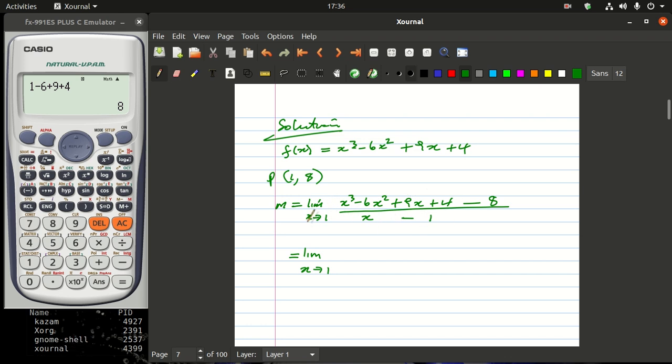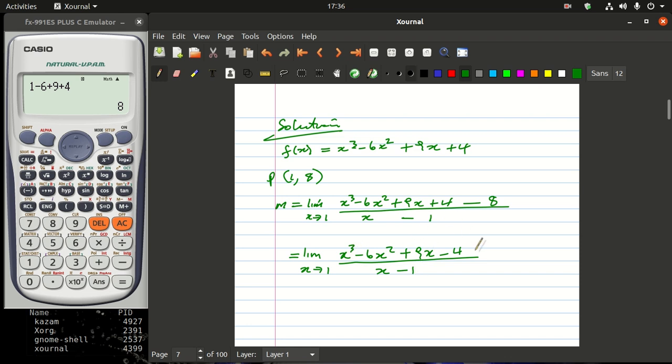This thing here is saying I want to pick a value x such that x is so close to 1, but it's not 1. And also that value, I want to make sure that even a computer cannot pick it up. That is different from this one. So basically, I can proceed and say I have x cubed minus 6x squared plus 9x, 4 minus 8 is going to be minus 4, all over x minus 1.